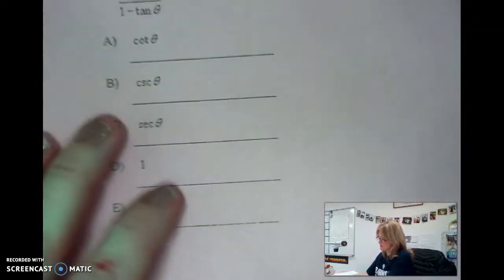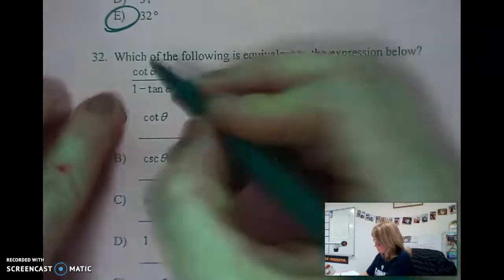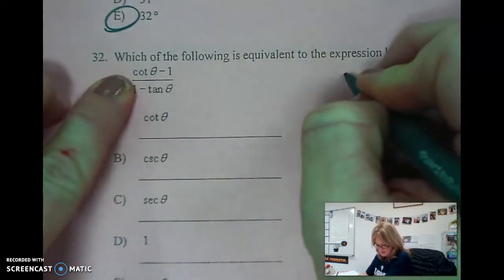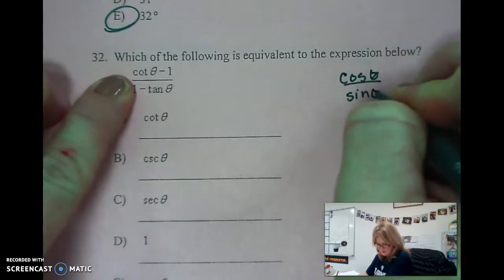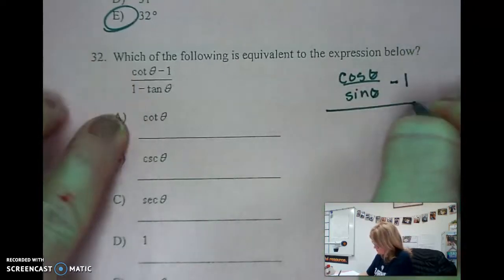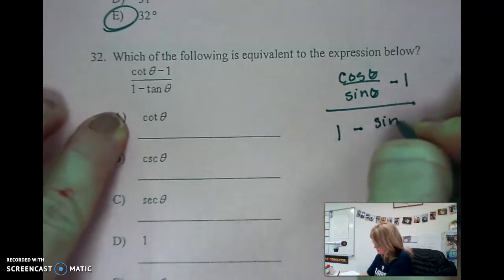Which of the following is equivalent? We need to use our identities. Okay, cotangent is the same as cosine over sine, minus 1 over 1 minus the tangent, which is the same as sine over cosine.